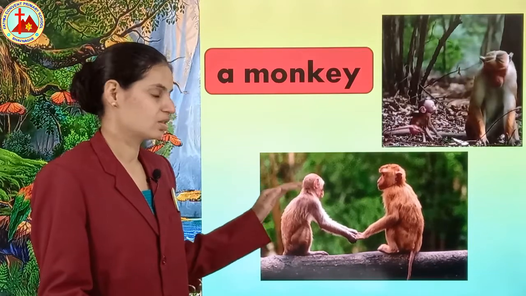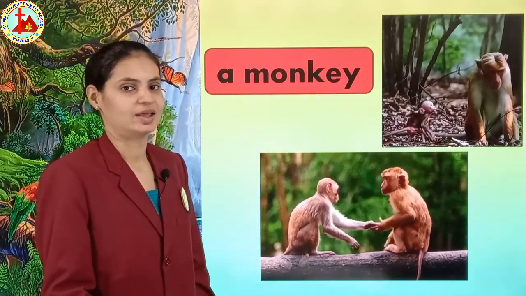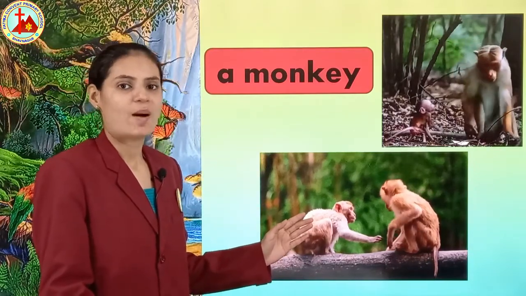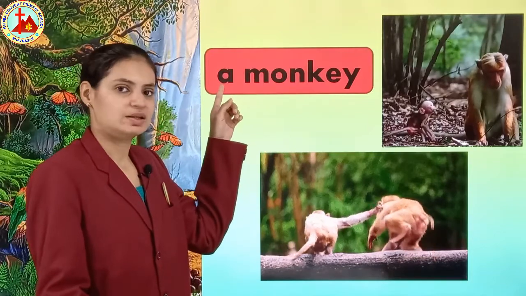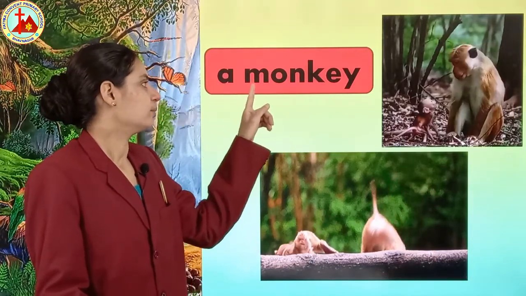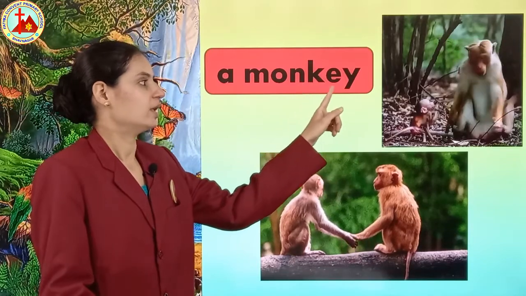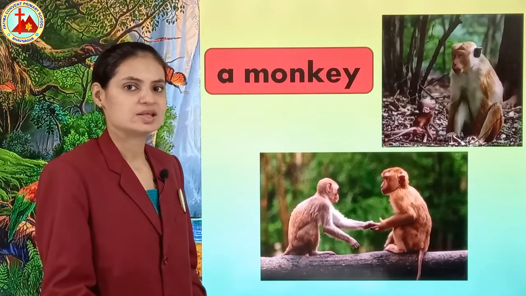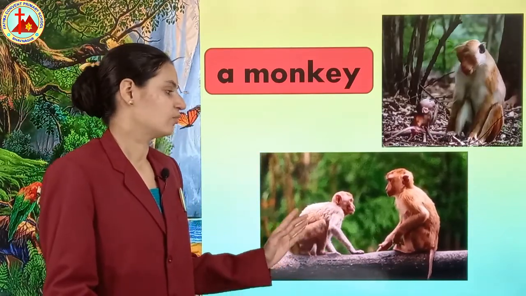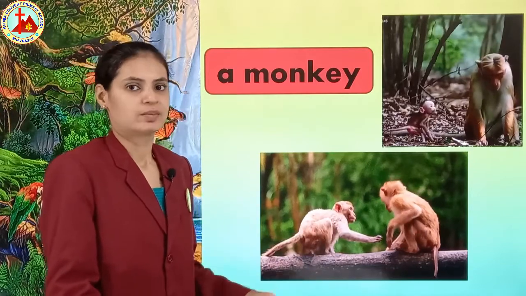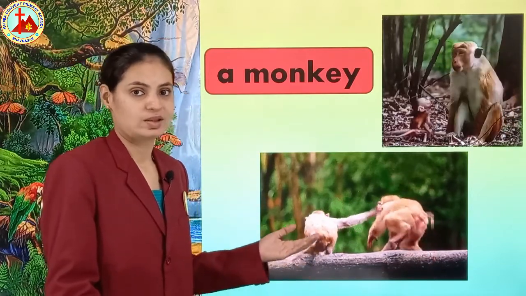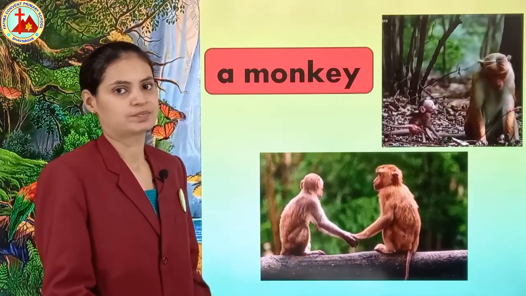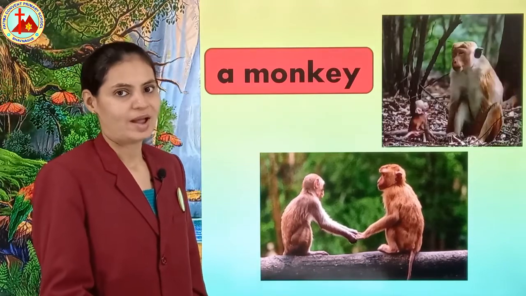which animal is this? Small one, monkey. Yes, this is the picture of monkey. Monkey is a wild animal. Let's read the spelling. A M O N K E Y, monkey. A monkey. Monkey is the smallest animal. Monkey jumps from tree to tree. Monkey likes to eat fruits, especially banana. And monkey also eats nuts. So this is a wild animal.